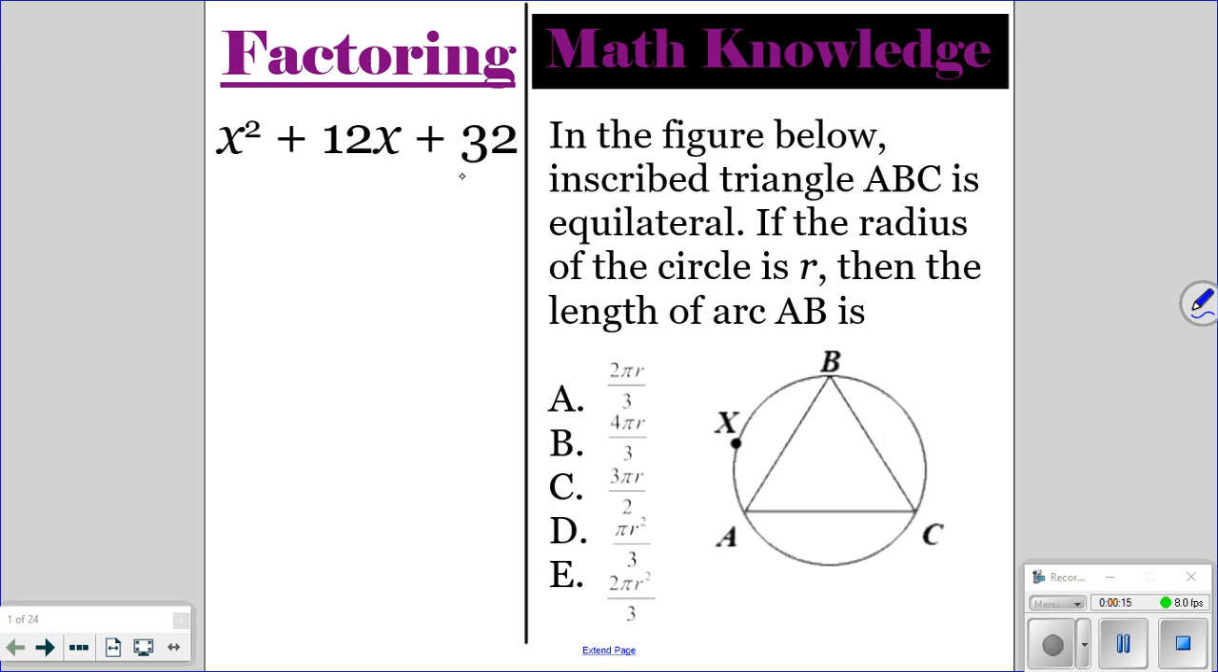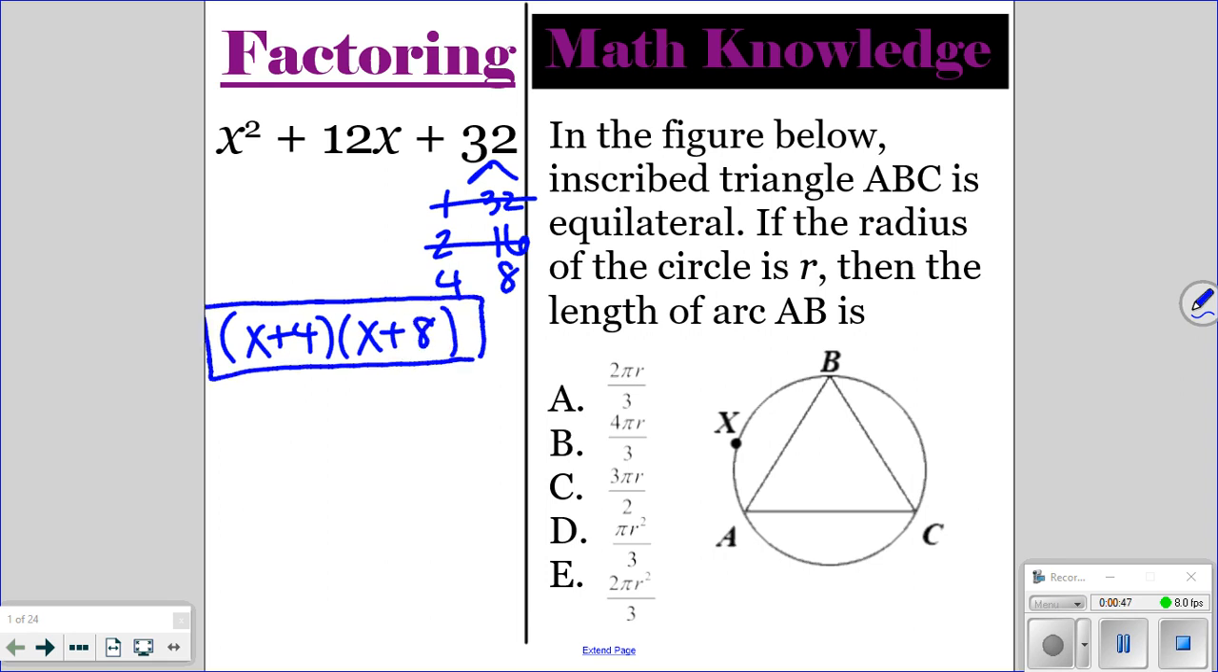So for the factoring, you're going to want two numbers that multiply to give you 32 and add to give you 12. The numbers that multiply to give you 32 are 1 and 32, which don't add to give you 12. 2 and 16, if you add those, they don't equal 12. 3 doesn't work. 4 and 8 does work. If you add those, they do equal 12. So you're going to have (x + 4)(x + 8).